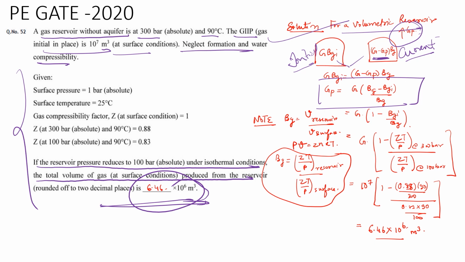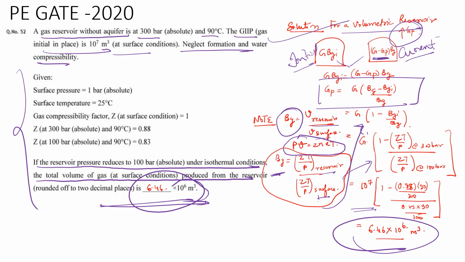Now we know that Bg, or gas formation volume factor, is the volume of gas at the reservoir divided by the volume of gas at the surface. Again, we know from the gas law, PV is equal to ZnRT. On placing that, I will get my Bg as ZT upon P at reservoir divided by ZT upon P at surface. Now using this concept, my Gp is equal to G into (1 minus Bgi upon Bg). Now I place the values given in the question in the equation, and on placing that, my final answer would be 6.46 into 10 raised to 6.